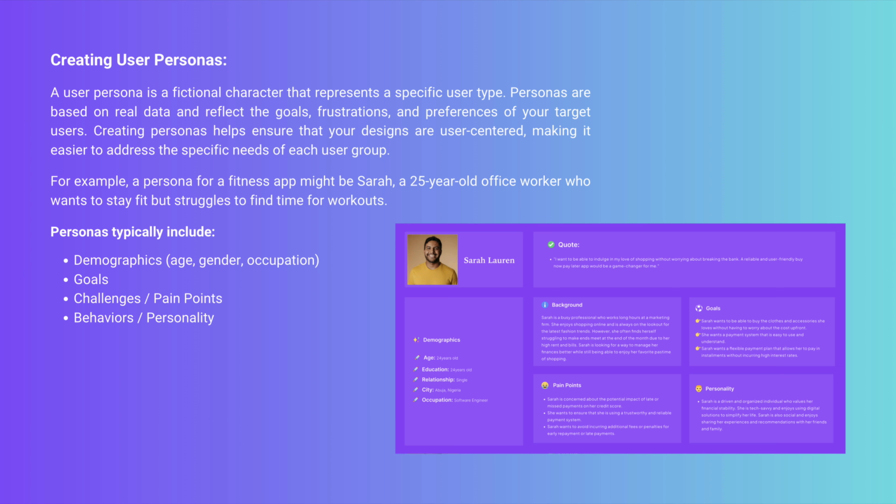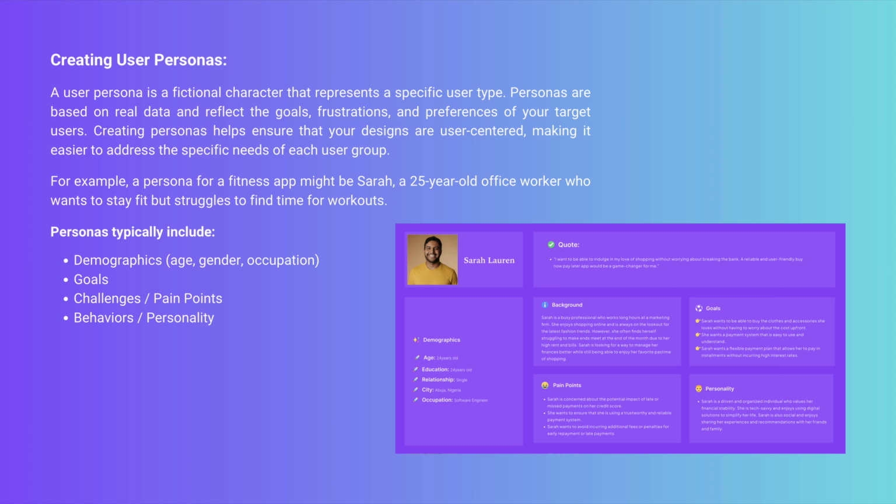A persona for a fitness app might be Sarah, which is our fictional character. She is 25 years old. This is real data, and she is an office worker. She wants to stay fit, but struggles to find time for workouts.